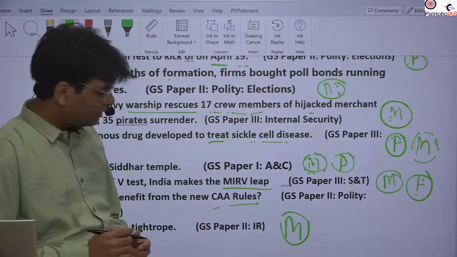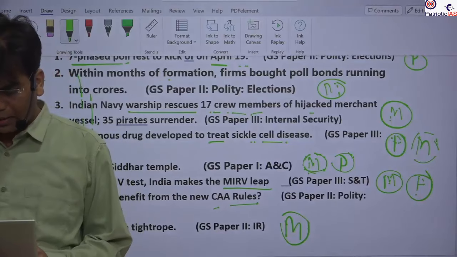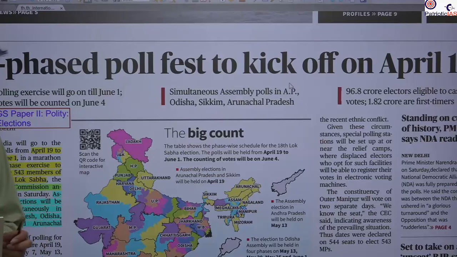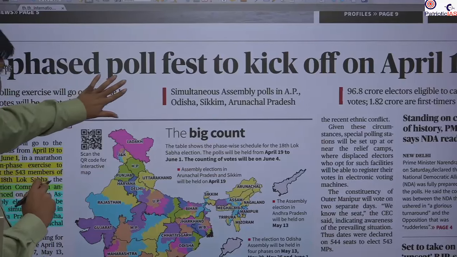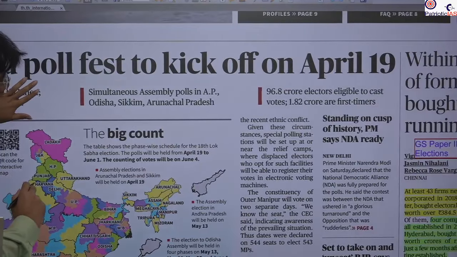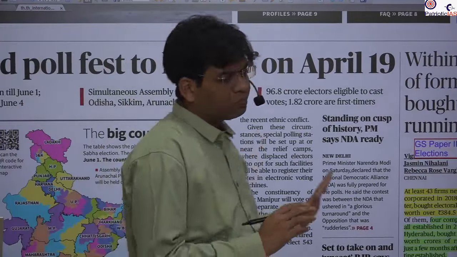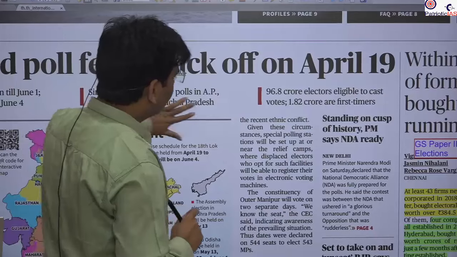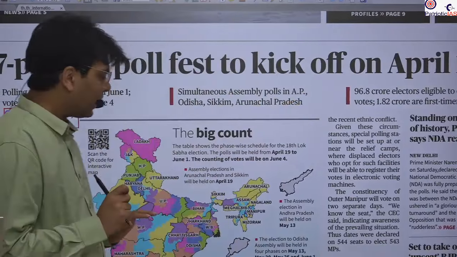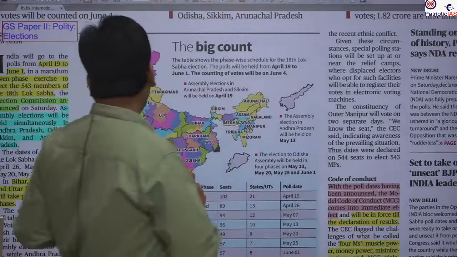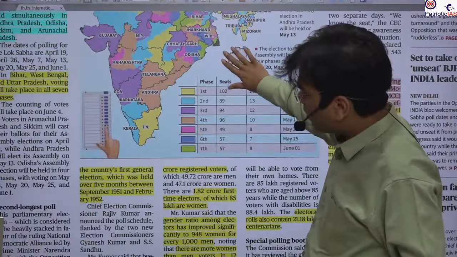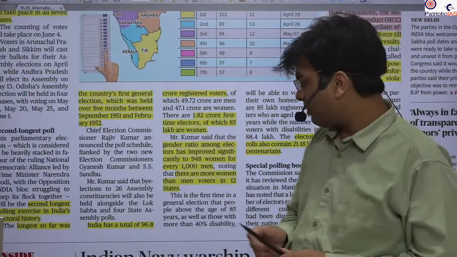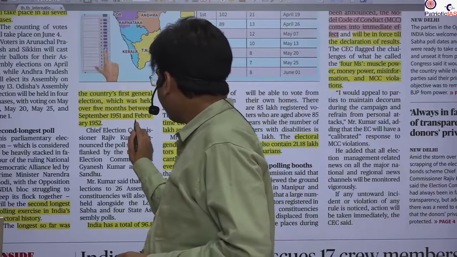So let's start with the first topic that we are going to take from the first page. The first topic is the 7-phase poll fest to kick off on April 19, and this poll is the second longest in duration for the election of the Lok Sabha that has been taken till now. The first and longest election duration was during the first election, from September 1951 to February 1952.